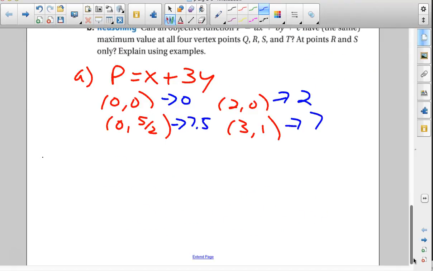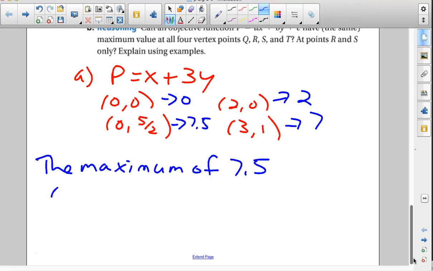Now, usually we don't get these in multiple choice. I wandered around, and most of you are not getting an answer there. Usually what we have to do is write a statement at the end about what we found. So we would say the maximum of 7.5 occurs at (0, 5/2), or (0, 2.5).